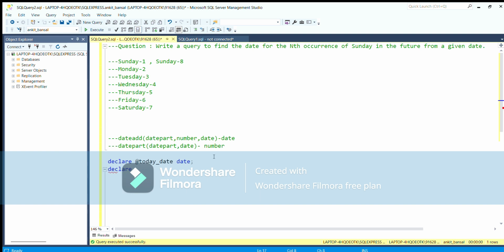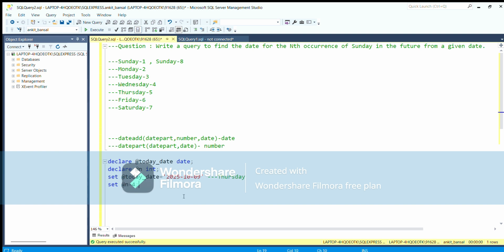And again, I need to declare another variable which is @n, because it will give me the occurrence. The occurrence means a whole number, so that is why I am using the integer data type. Now I need to give a value to this variable, so I am writing set and then the variable name, and I am going to give a date over here to this variable, which is Thursday actually.